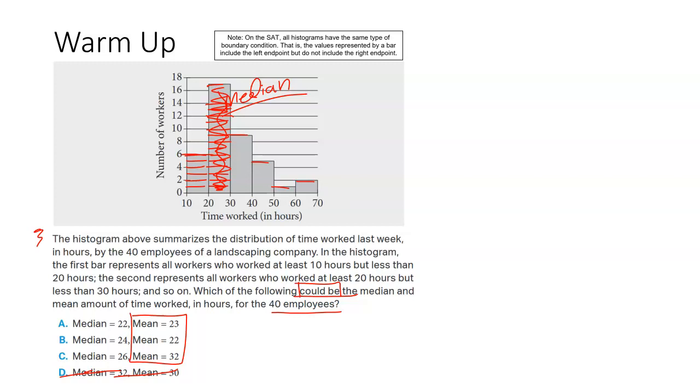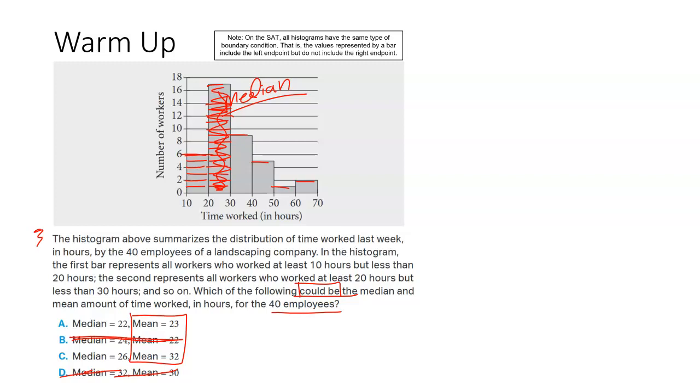C. Okay? Because for B, the mean is less than the median. That is highly, highly unlikely in this case because I have so many values further right of my median. It's very unlikely that my mean will be less than my median in this case.